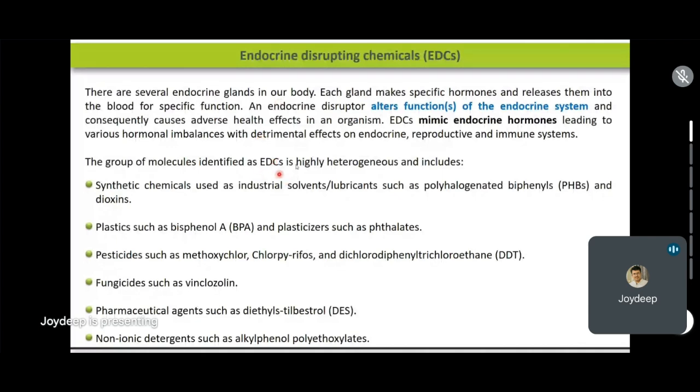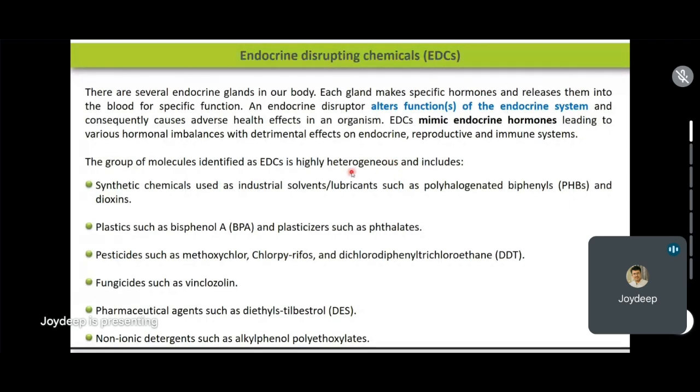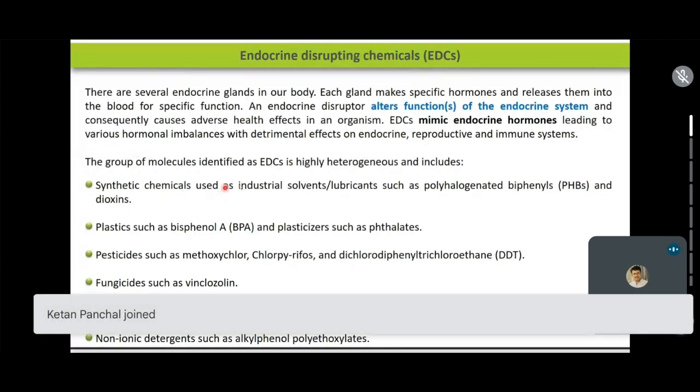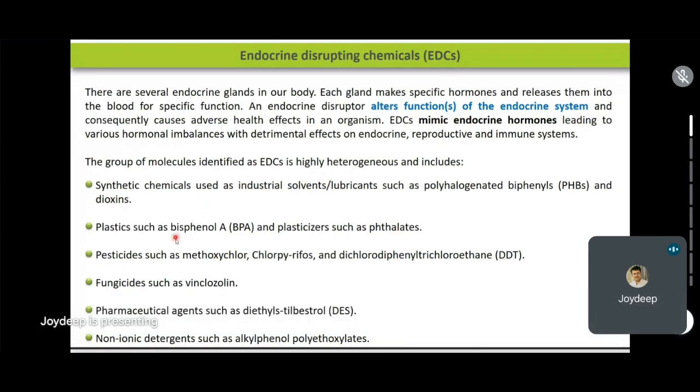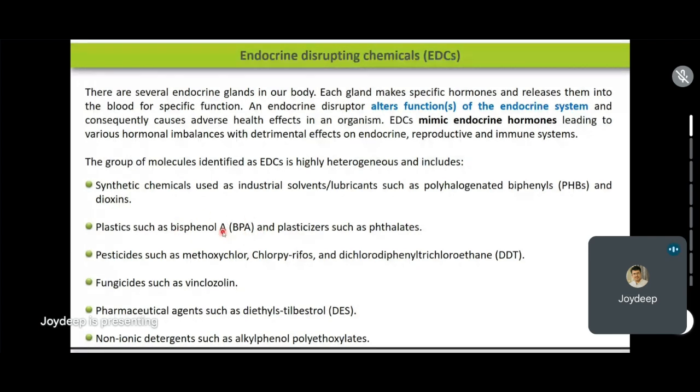So these compounds which are classified as EDCs or endocrine disrupting chemicals are highly heterogeneous. That is, there are several kinds of these compounds. For example, synthetic chemicals used in various industrial solvents or lubricants, such as polyhalogenated biphenyls or PHBs and dioxins. They are very frequently and very commonly used in industries dealing with solvents and lubricants. Bisphenol A, you might be aware of this name. Bisphenol A has been found to be very toxic, and many plastic products, especially baby products, are now strictly eliminating bisphenol A from their composition.